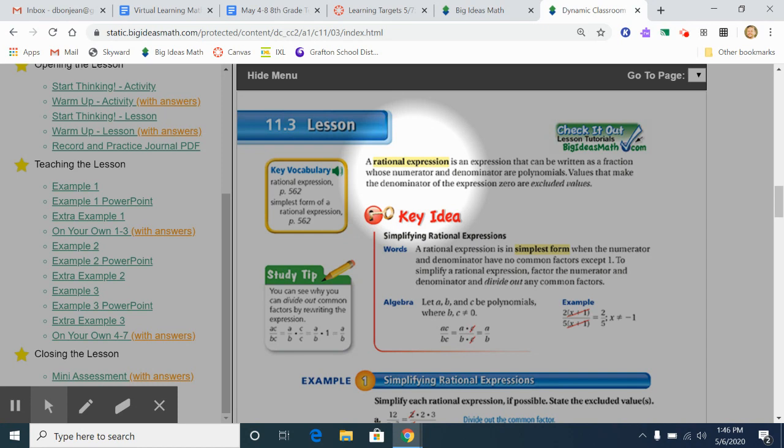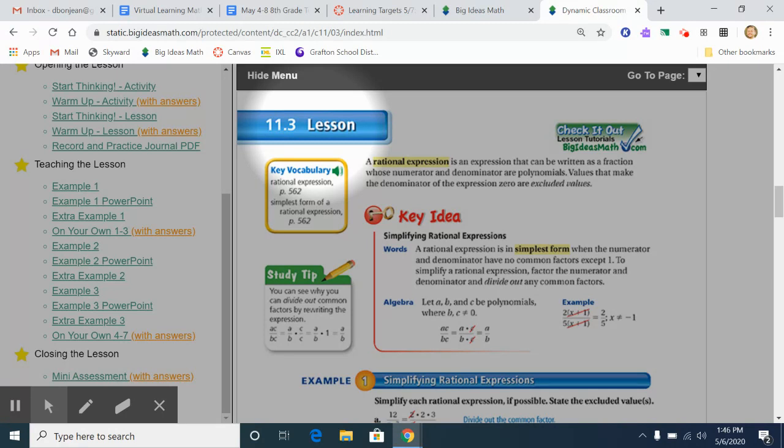But just know we are going to move on to Chapter 11. As you can see, we're starting with 11.3. All right, so just know that we will be skipping some of the sections for the rest of the year, just to focus on the most important things to get us through virtual learning and for you guys to be prepared for geometry.